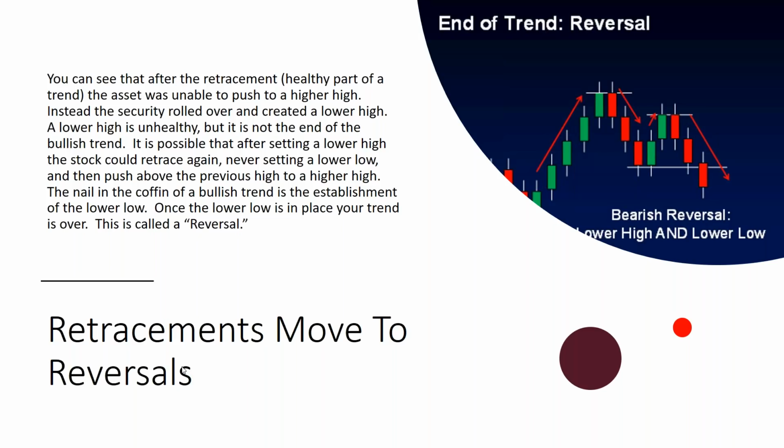So you can see that after a retracement, the asset was unable to push to a higher high. Instead, the security rolled over and created a lower high. A lower high is unhealthy, but it's not the end of the bullish trend. It is possible that after setting a lower high, the asset could retrace again, never setting a lower low, and then push up to the previous high and to a higher high. The nail in the coffin of a bullish trend is the establishment of a lower low. Once the lower low is in place, your trend is over, and this is called a reversal.